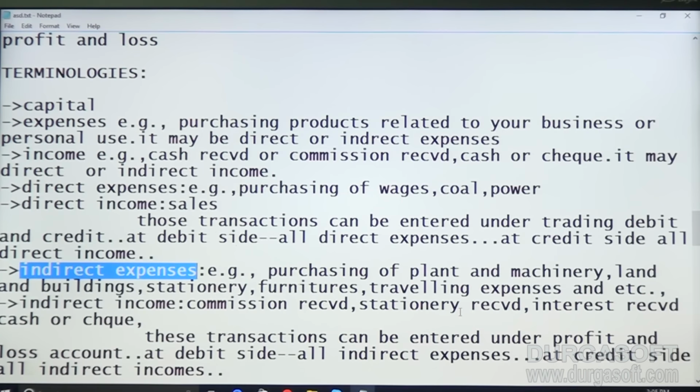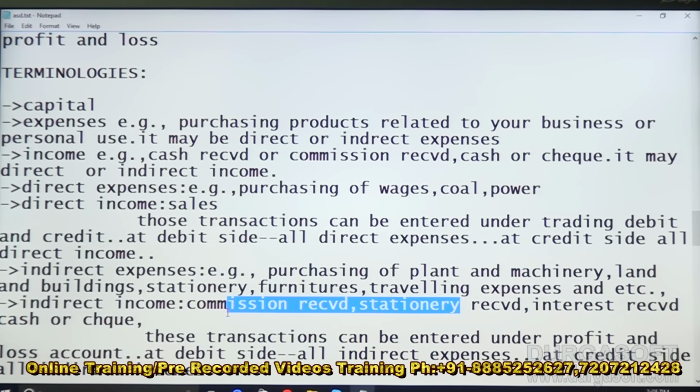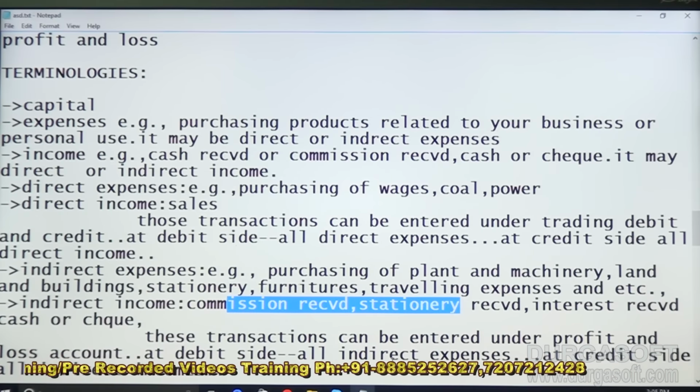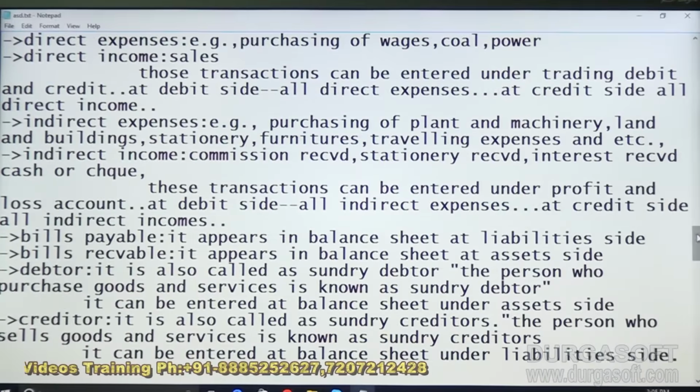Commission received, whatever you receive as cash, check, or bank transfers, is indirect income. These transactions can be entered under the profit and loss account, at the debit side, and all indirect expenses and indirect incomes at the credit side. Bills payable and bills receivable all appear under the balance sheet, at liabilities and also assets.